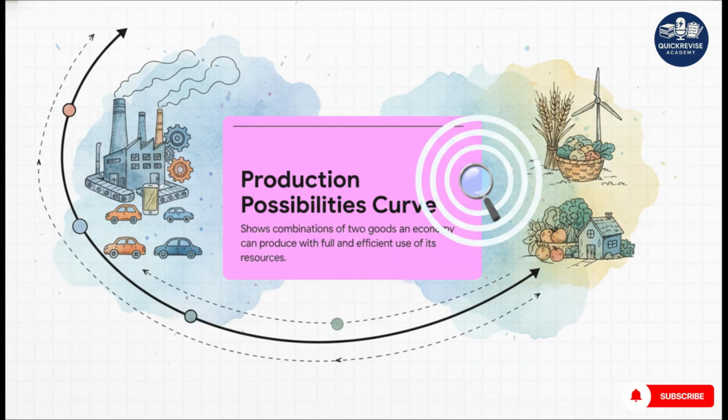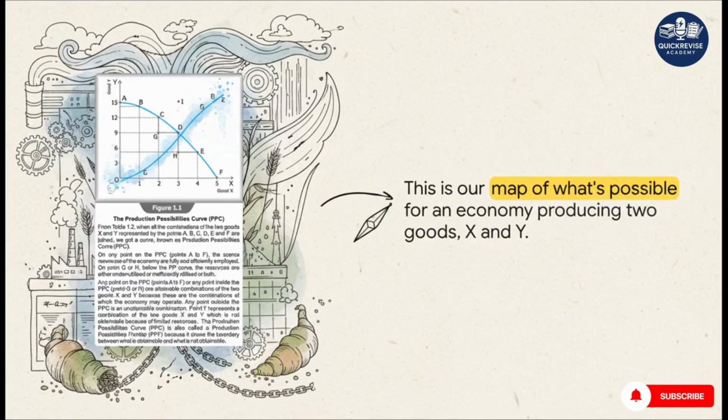Now, I know that sounds super technical, but the idea behind it is actually pretty simple. It's just a graph that shows us all the different combinations of two things an economy can make if it's running at full steam, using everything it has. So here it is. This is our map of what's possible. You've got good Y on the vertical axis and good X on the horizontal. That curved blue line, that's the edge of the world, economically speaking. It's the absolute maximum this economy can pump out.